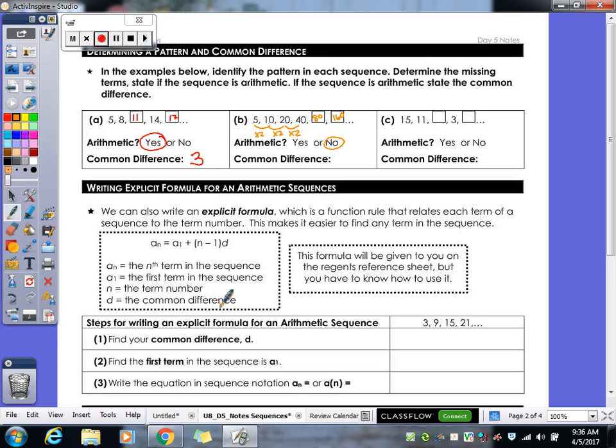Okay, then our next one we got 15, 11, blank, 3, blank. 7, -1. Oh, I didn't mean to circle, sorry. I was thinking of something else in my head. So our common difference would be -4, because you were subtracting 4 each time, so your common difference is negative.